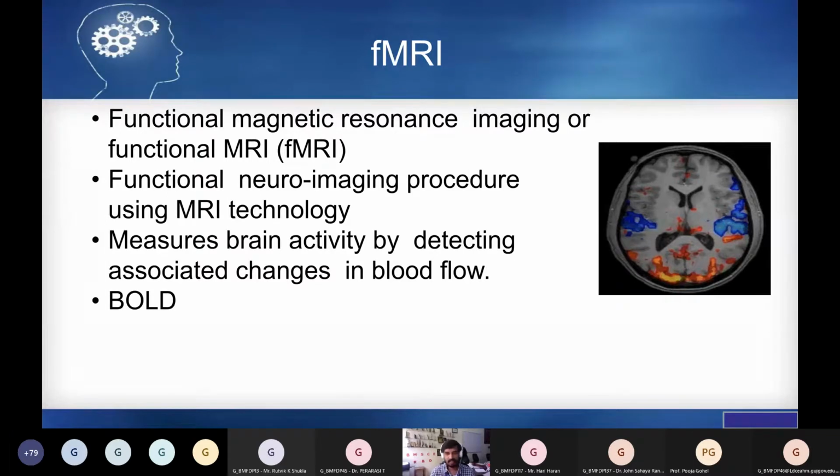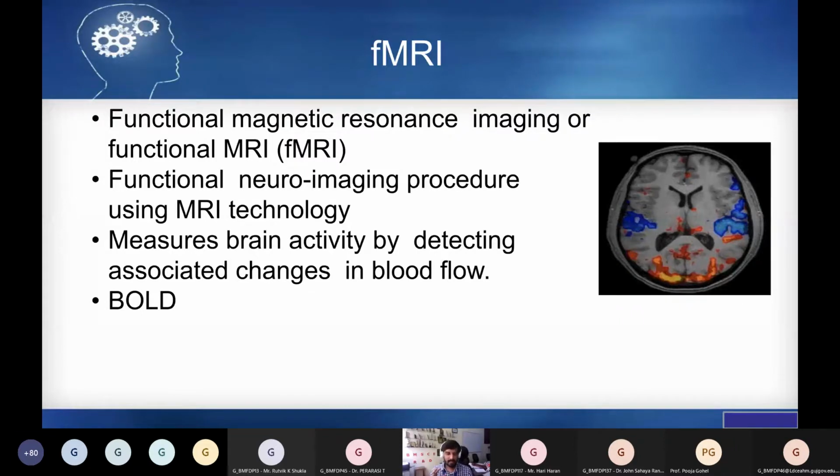So if you don't give any stimulus, we call it resting state MRI, RSMRI or RMRI, where the subject is just resting, doing nothing, and then you take an MRI. We call it a resting state fMRI. If you are giving some stimulus, for example, you tell them to move their finger or start talking, and I'll take fMRI.